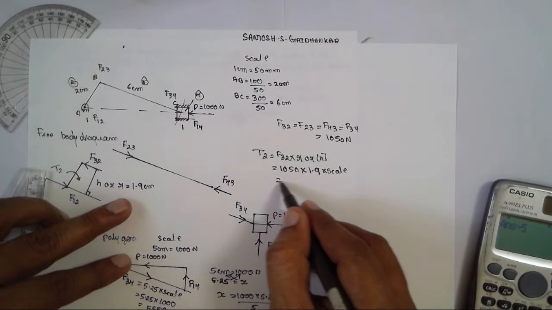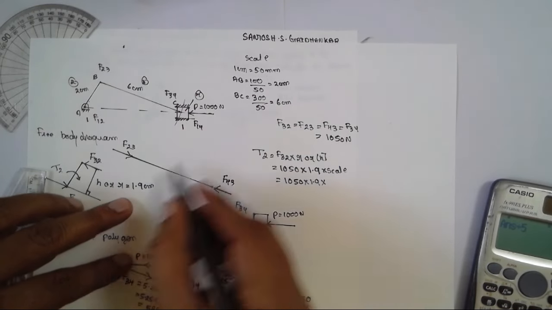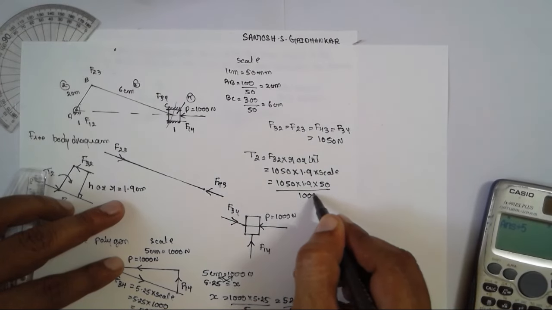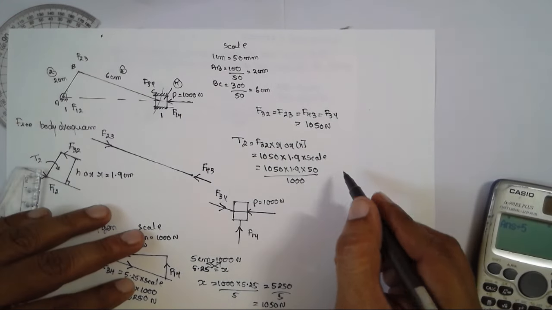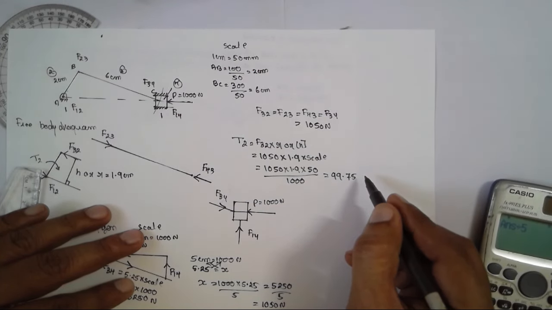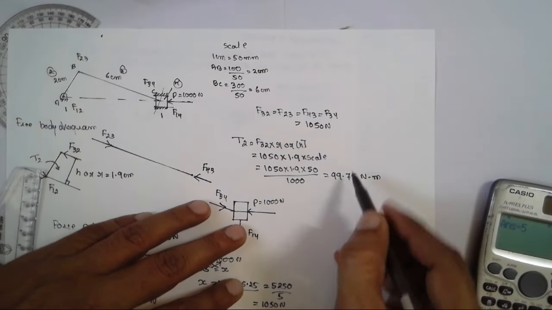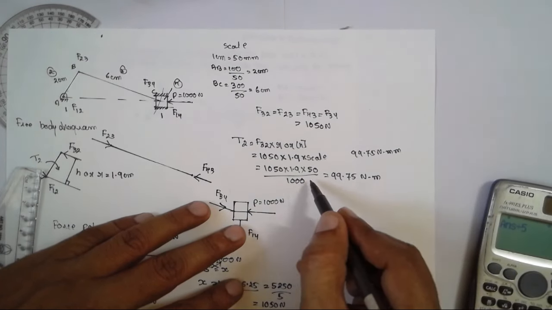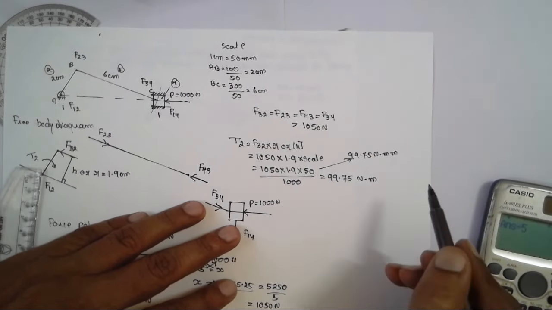Now, 1050 into 1.9 into the scale. The scale is nothing but 50 mm. It is in mm, therefore we have to divide by 1000 in order to convert into Newton meter. If you calculate, the value will be around 99.75 Newton meter. If you are not considering the 1000, it should be written as 99.75 Newton mm. If you are dividing by 1000, then you have to write this part. Otherwise, you can write this part.